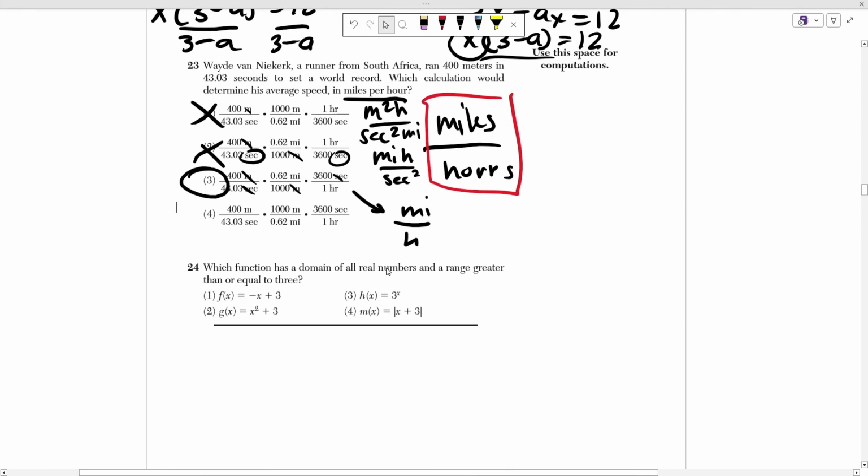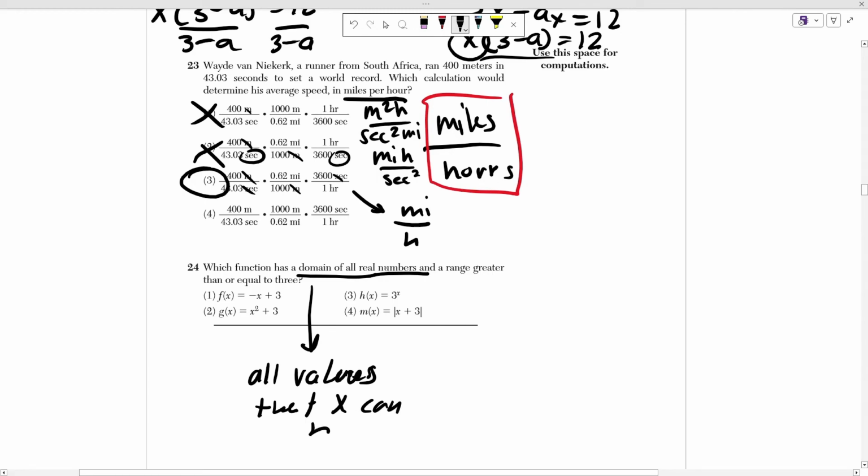24 says the function has a domain of all real numbers. Domain is all values that x can be. So that's the domain. And a range is just the same thing but for the y-axis. So it's all values that y can be.